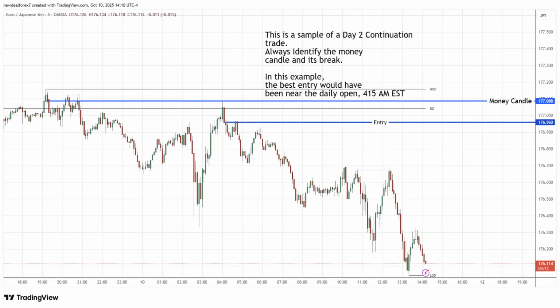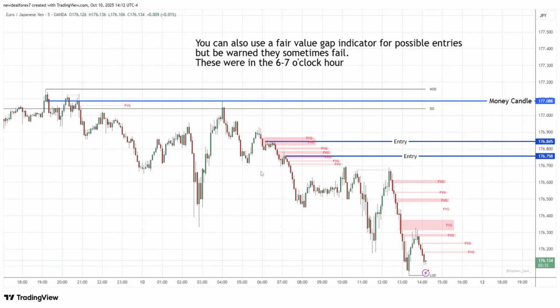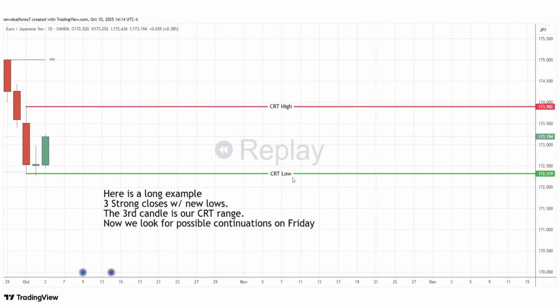So you have just the regular entry there, and you try to scale in as you can, or you can use fair value gaps as a guide. Either way is fine. Okay. Now here is a long example right here.